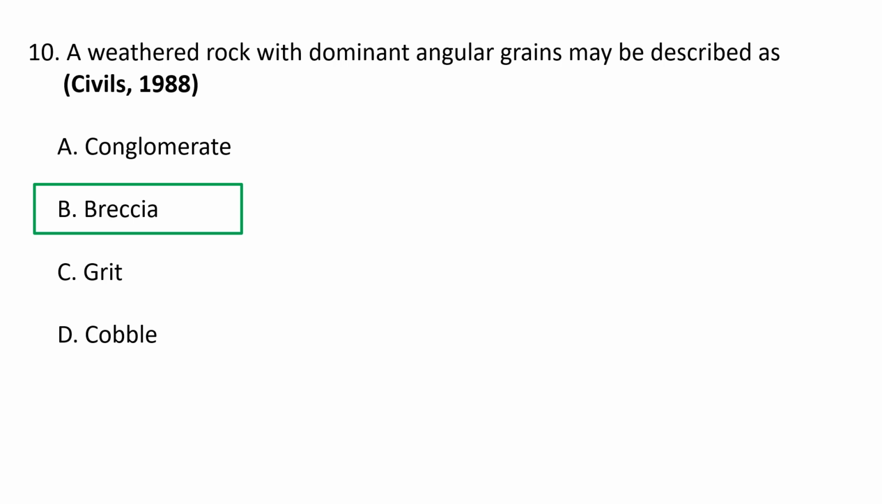So there are several modes of formation for breccia. So a weathered rock with dominant angular grains is described as a breccia. B is the correct option.